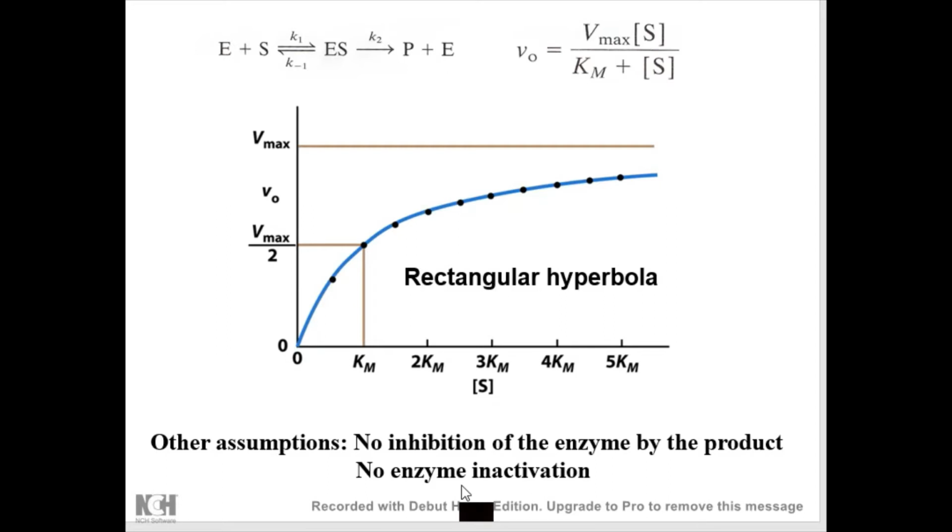Other assumptions that are important in practice, but we didn't discuss yet, are that there is no inhibition of the enzymes by the products. So no binding of the product to the enzyme, which is not true in many cases where product inhibits the enzyme. It's so-called feedback inhibition. No enzyme inactivation. So enzymes are obviously sensitive to environmental factors and can be easily inactivated.